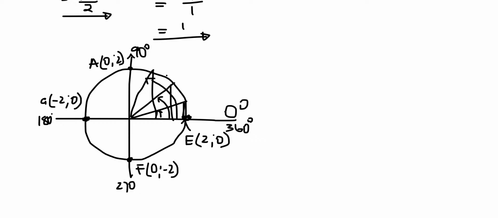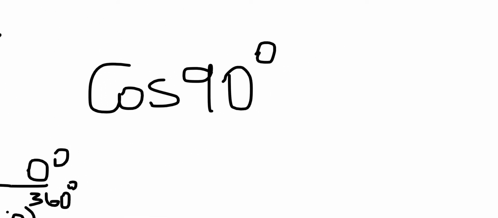Let's say we are given cos of 90 degrees. So cos of 90 degrees, how would we therefore work it out? We know that cos is actually x over r. Yes, it is x over r.